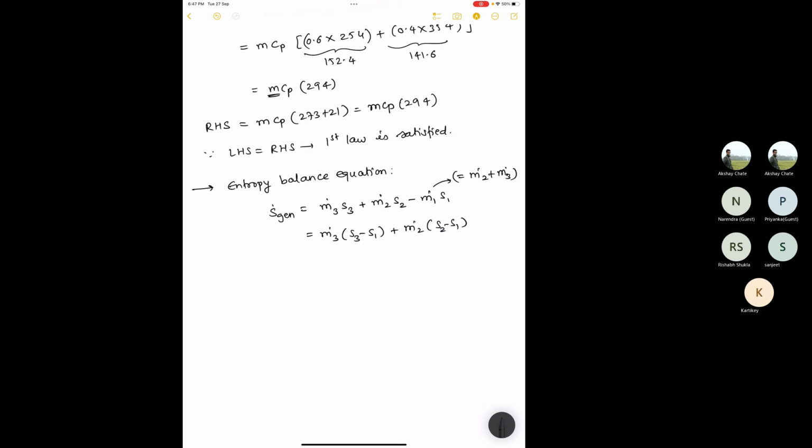If not, I'll just give you the answer. So the first term will be 0.264 and the second term will be 0.196. So essentially the total will be 0.459 and this will be S dot gen by M, because M is unknown, so we take it on the LHS and the unit will change.